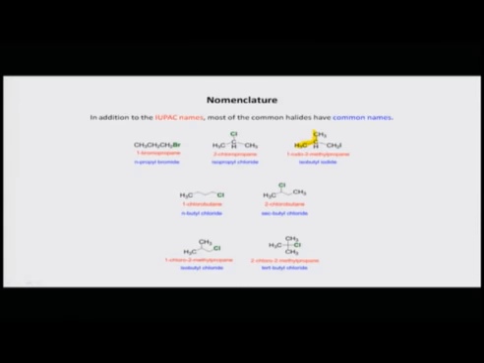So therefore the name of this compound would be 1-iodo-2-methyl propane. This is because of the methyl group substitution. If I am assuming that this is the chain that I would like to go with, you see that I start with I, CH2, CH, CH3, and the second carbon atom has a CH3 group.